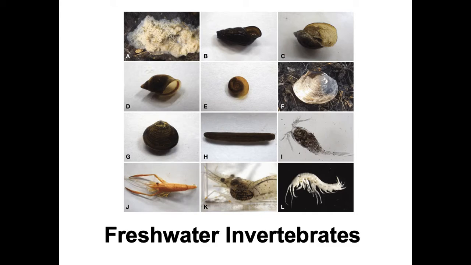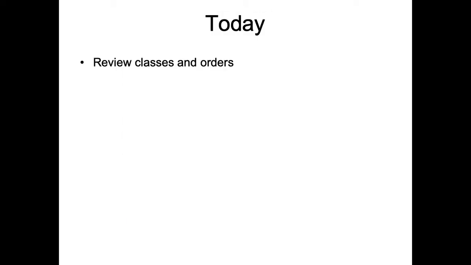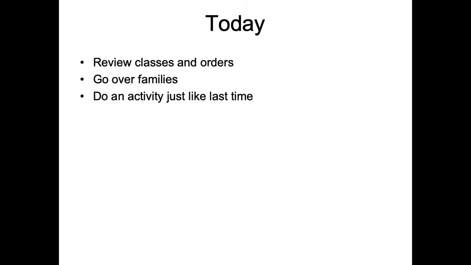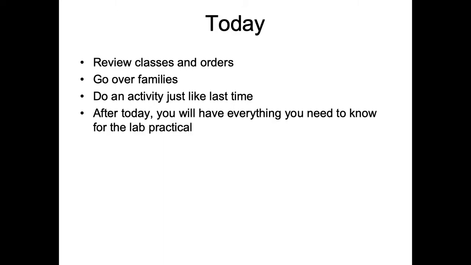Everyone. So for today in lab, we're going to continue what we started a couple weeks ago, which is freshwater invertebrates. The last time you learned some broader taxonomic groups like phyla, class, order. Today is going to be all about families. So what we'll do is review the classes and orders, go over families, and then do an activity just like we did the last time so that you can practice your identification skills.